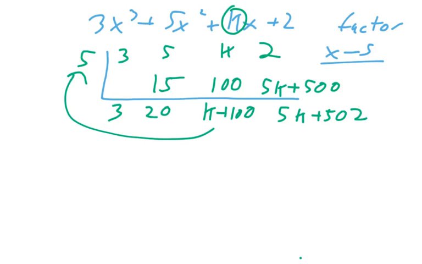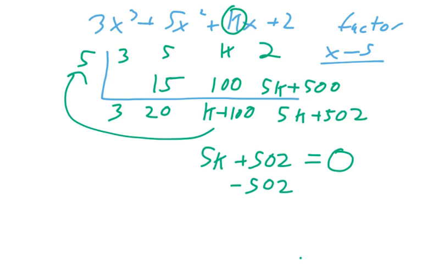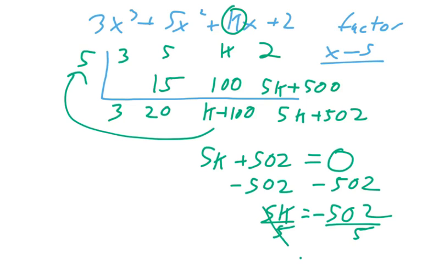Now in order for this to be perfect, 5k plus 502 must be equal to 0. So I'm going to subtract 502. Divide by 5. And since this doesn't come out even, I'm just going to leave it as a fraction. And that's going to be my answer. And that's it for 4-3.